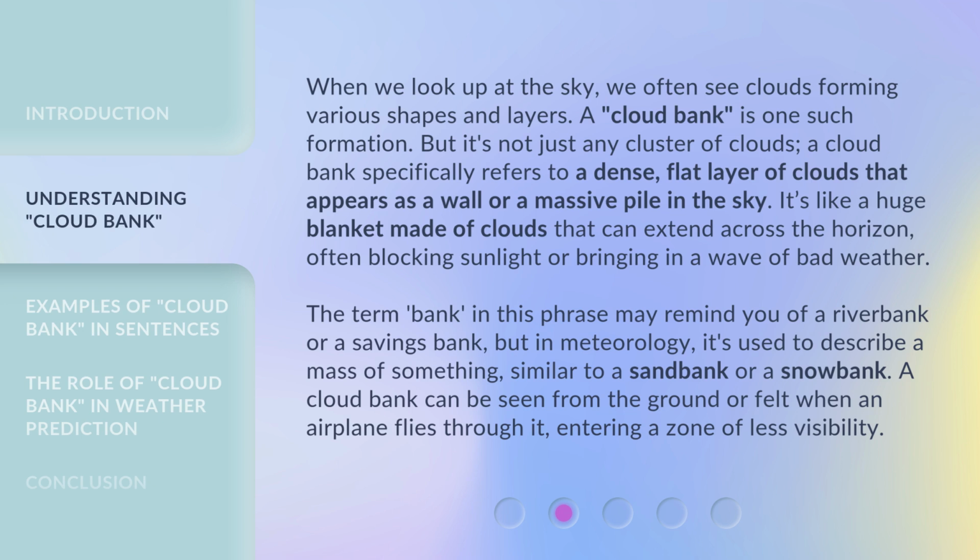The term bank in this phrase may remind you of a riverbank or a savings bank, but in meteorology, it's used to describe a mass of something, similar to a sandbank or a snowbank. A cloud bank can be seen from the ground or felt when an airplane flies through it, entering a zone of less visibility.